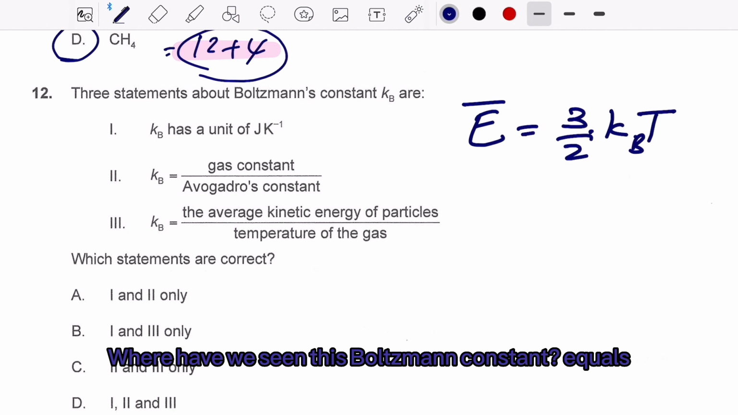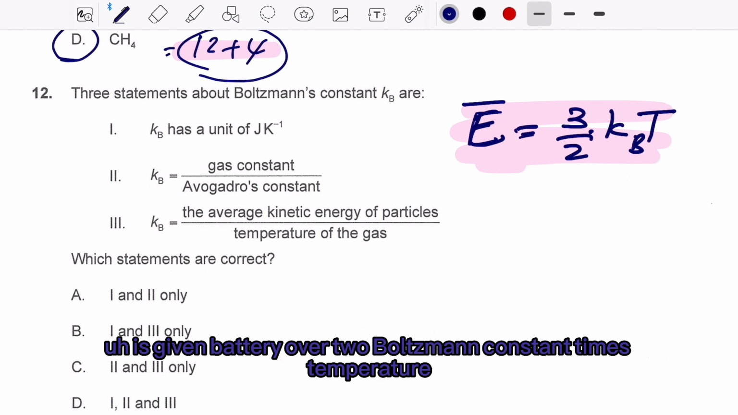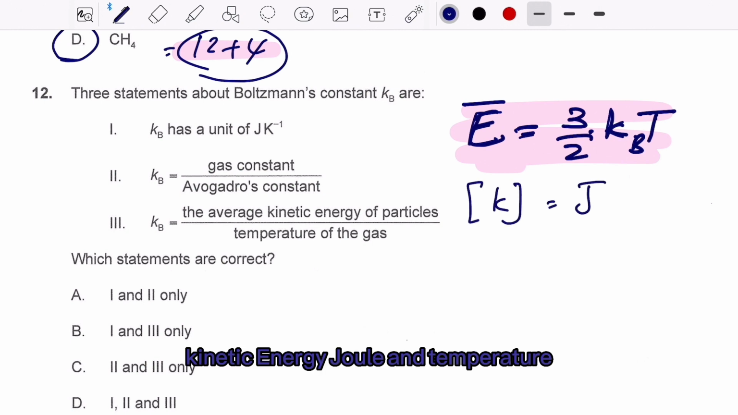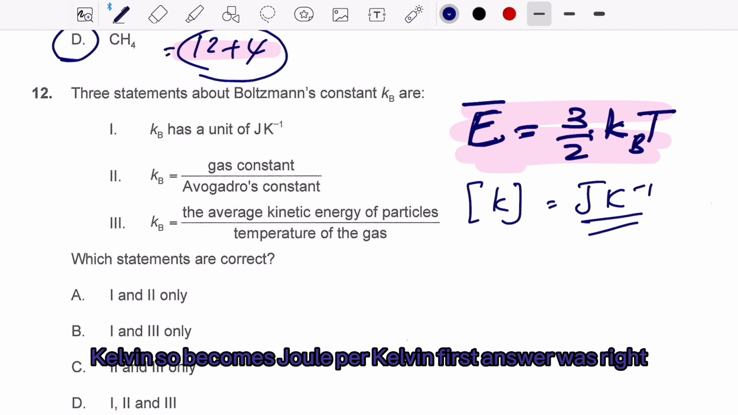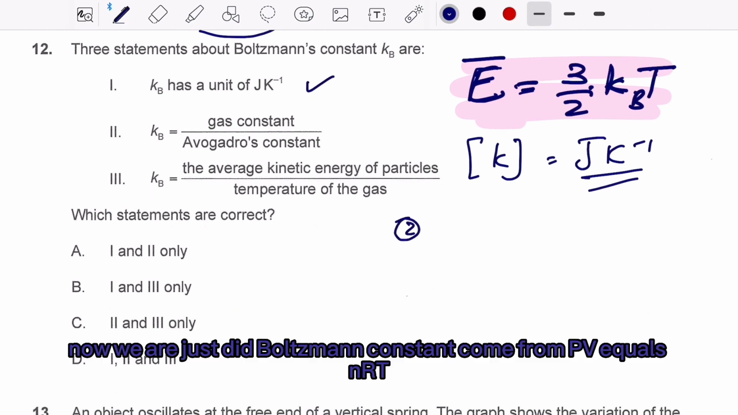Boltzmann constant. Where have we seen this Boltzmann constant? The average kinetic energy of one molecule is given by E equals 3/2 times the Boltzmann constant times temperature. So the units of k: E is average kinetic energy in joules, and temperature is in kelvin, so it becomes joule per kelvin. First answer is right. Second one, now where does the Boltzmann constant come from?